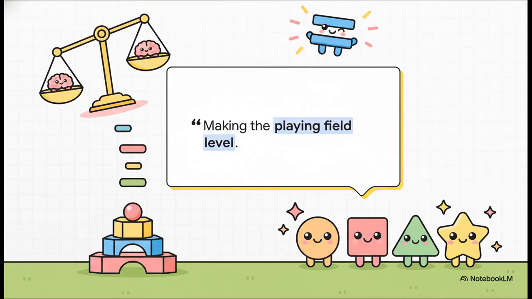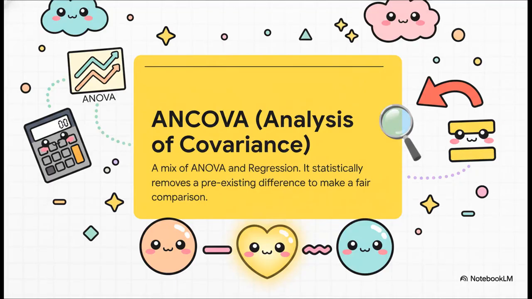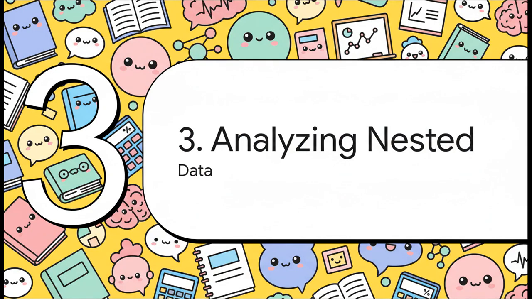And that is exactly where our next tool comes in. Really, its entire job can be boiled down to just this one idea. It's all about making the playing field level. The solution here is ANCOVA, or analysis of covariance. It's this really clever blend of ANOVA and regression. What it does is it lets you take that initial difference, say a pretest score, and mathematically factor it out. It's like it statistically adjusts the final scores to show you what would have happened if both groups had started from the exact same starting line. Pretty cool, right?